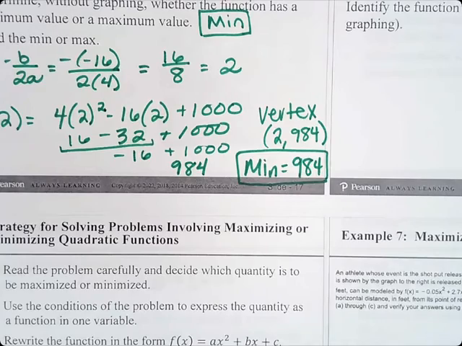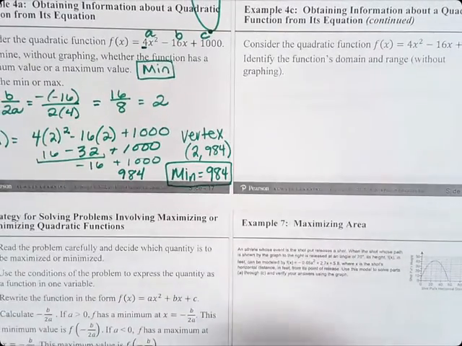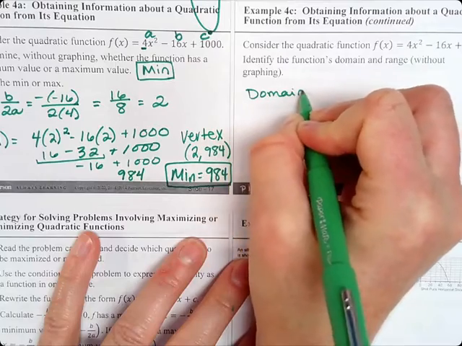So without actually graphing, we need to come up with our domain and range for this. It's quadratic, so it's going to continue from left to right. So our domain is negative infinity, positive infinity.